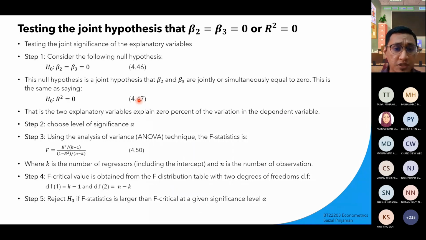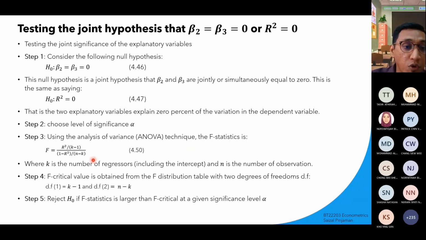So after we have formed the hypothesis statement, H null and H alternative, of course, step number 2 is to choose the level of significance, the 1%, 5%, 10%. Step number 3, instead of using or determining the T statistic, we will use the F statistic, because F statistic is used in determining the joint significance of the explanatory variables.